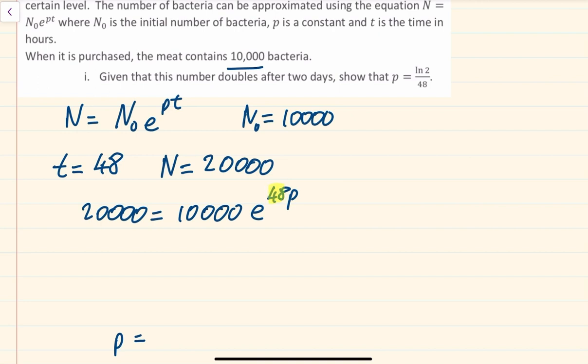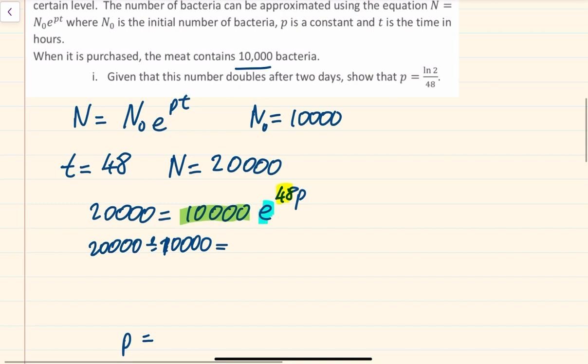First thing is your P is being multiplied by 48. Next thing is, then you're doing e to the power of that. Next thing is you're multiplying by 10,000. So that's the first thing we reverse. The reverse of multiplying by 10,000 is dividing by 10,000. So 20,000 divided by 10,000 will just be equal to e to the 48P. And then just tidy up. That's just going to be 2 is equal to e to the 48P.